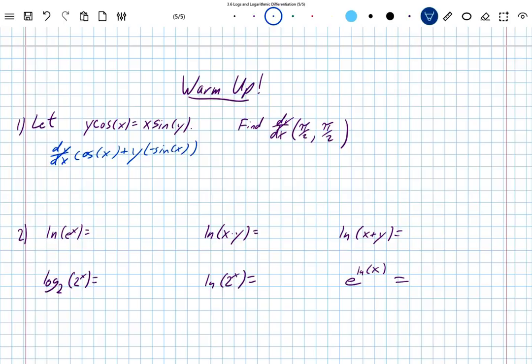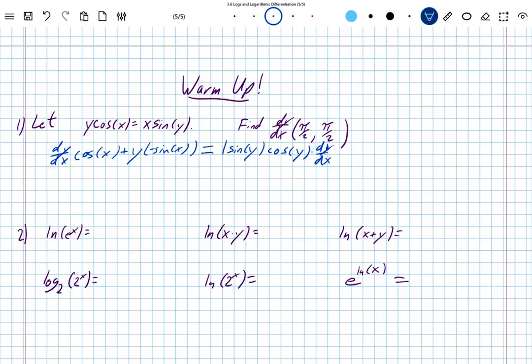Okay, so we did the left side. Let's do the right side. Again, it's a product rule, so the derivative of x is a 1. I leave that sine of y alone, nothing to do with that. Times, I need the derivative of sine, which is going to be cosine of y. But I'm not done, because y is a function of x, at least we're treating it as one, and so we need to multiply by the derivative of y, which is dy dx. Okay, so pretty good.